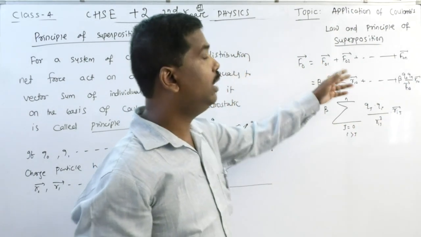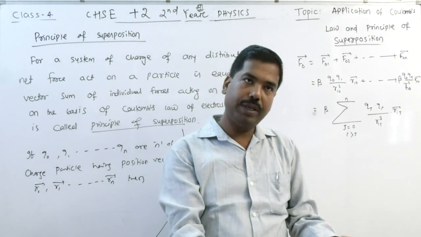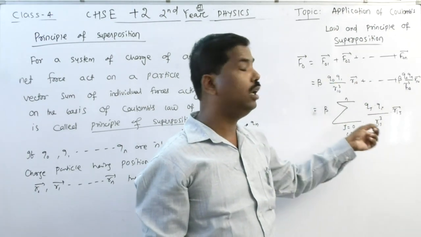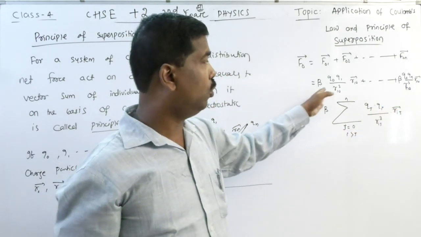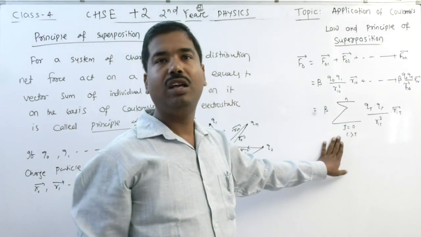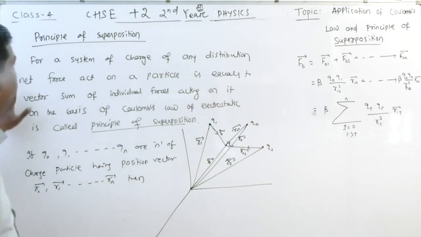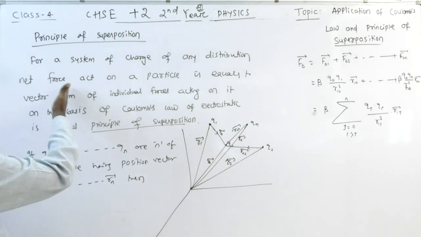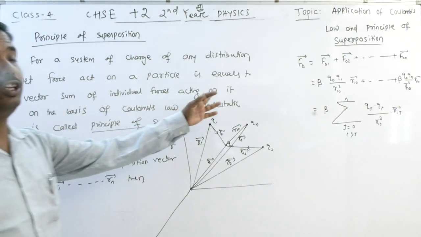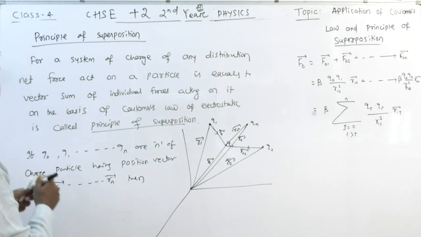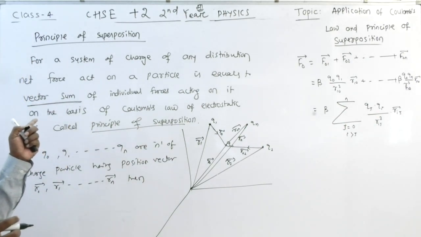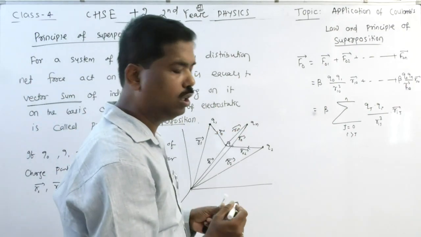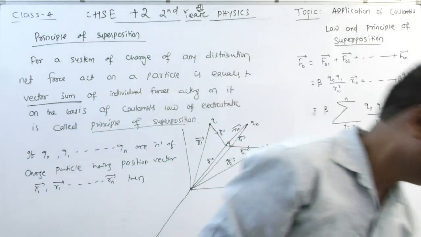So net force, if these two forces are opposite to each other, may be cancelled out. So depending upon their direction, it is treated as a vector sum. The vector sum of all the constituent vectors will give the resultant, and this is called the principle of superposition. Clear? So for a system of charges of any distribution, the net force acting on a particle is equal to the vector sum of individual forces. Very, very important, because they are vector quantities. That's why it is a vector sum of individual forces. We'll do some problems related to it.